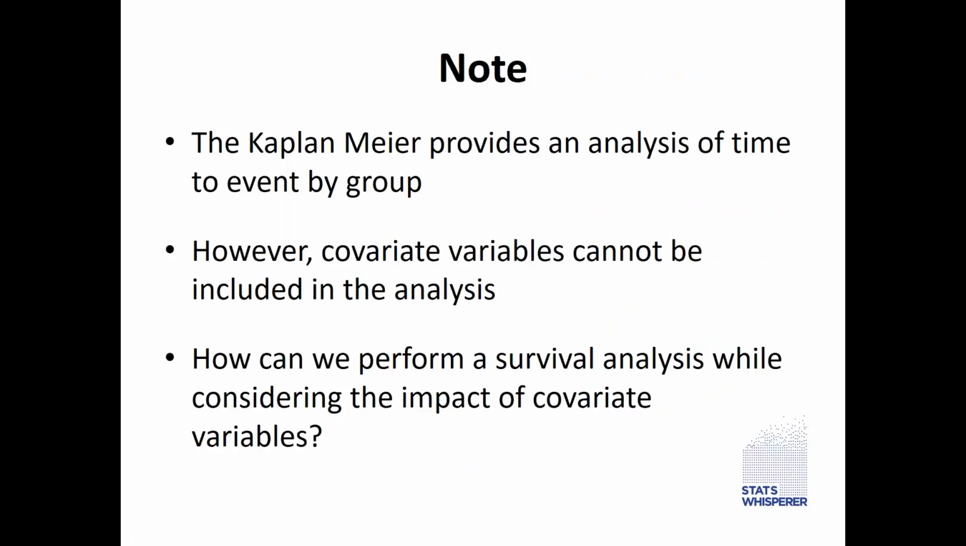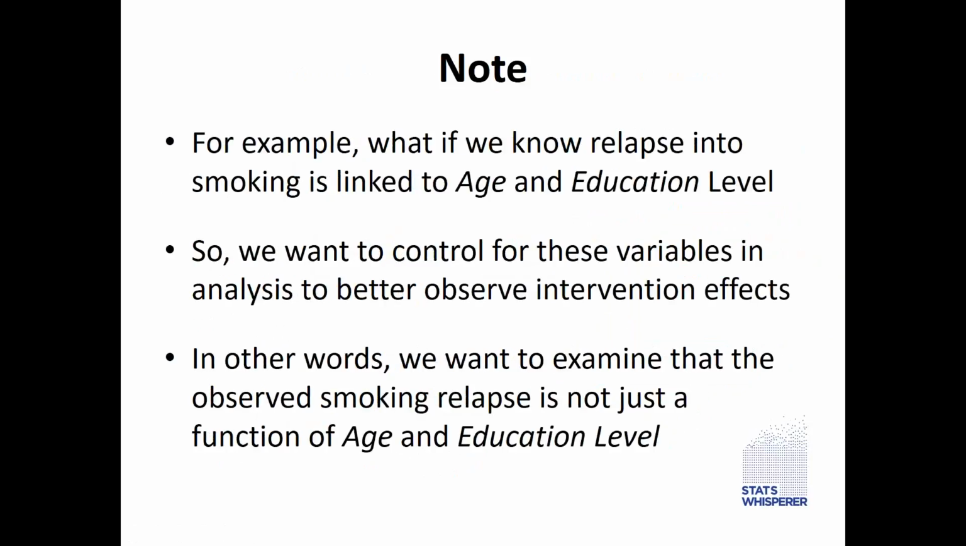Right? So we saw in the data that we actually do have education and age there. If we wanted to control for the effects of those while we look at the relapse, how can we do that? For example, what if we know that smoking is linked to age and education level? So we want to control for these variables in the analysis to better observe the intervention effects, right?